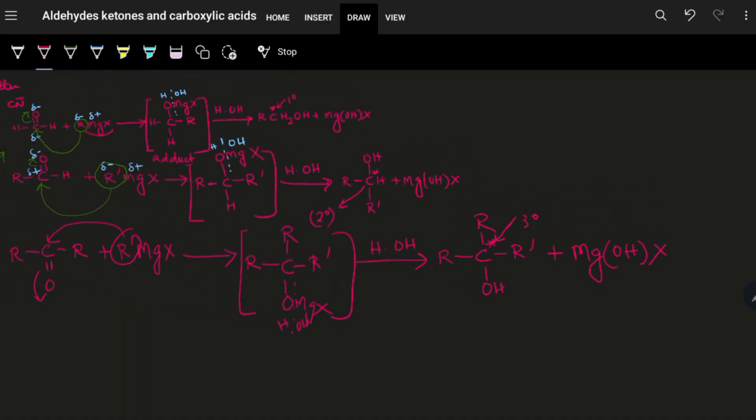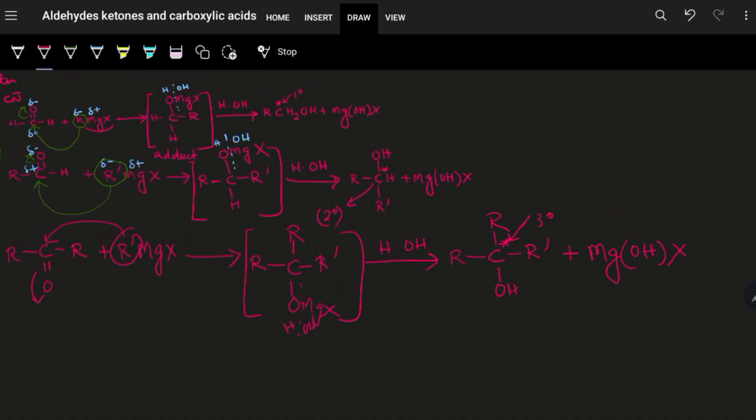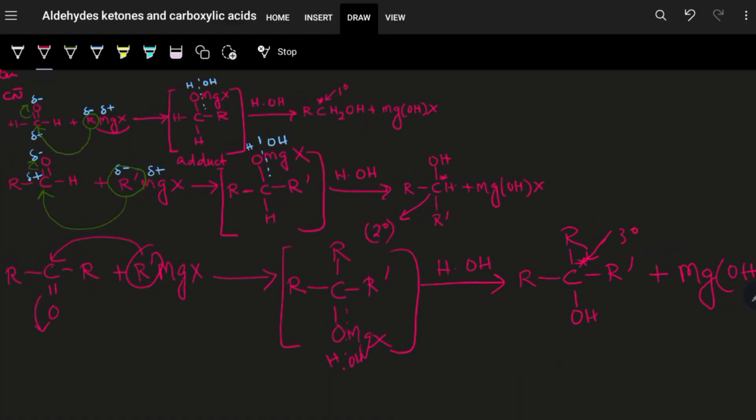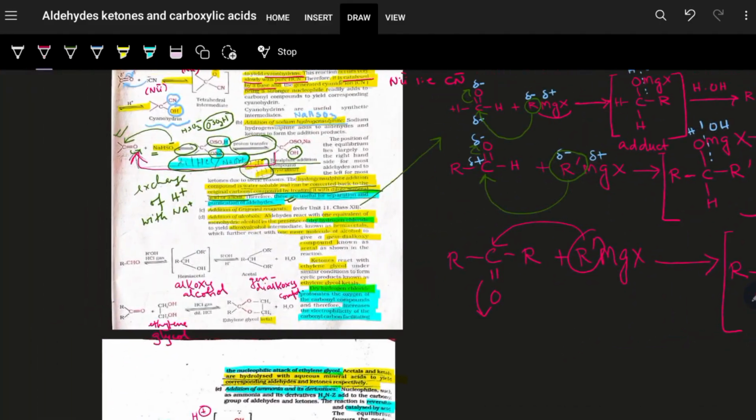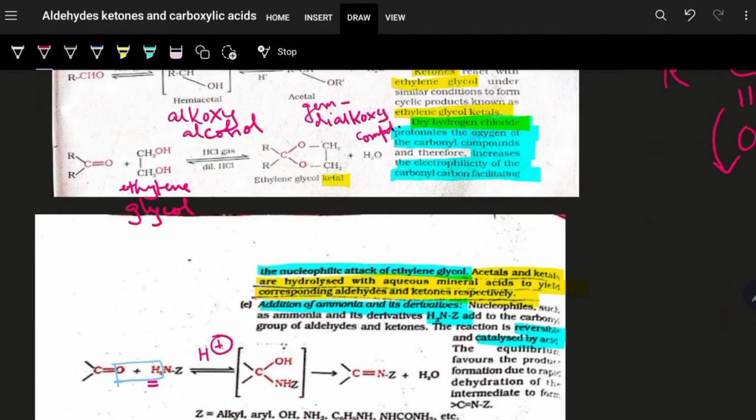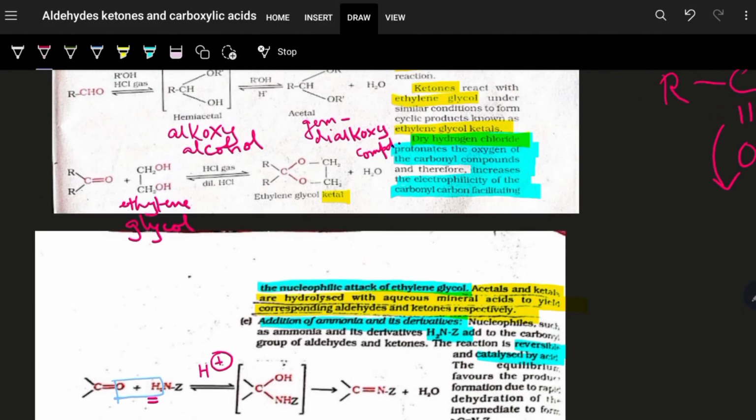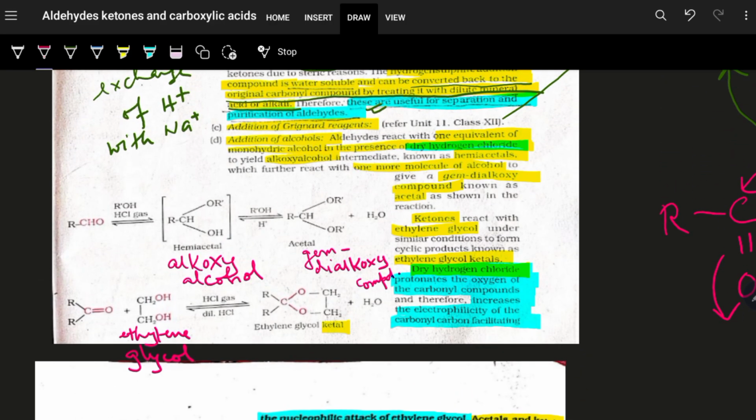So this is the summation with Grignard reagent. If I use formaldehyde, I get 1-degree alcohol. If I use any other aliphatic aldehyde other than formaldehyde, I will get 2-degree alcohol. And if I use a ketone, I will get 3-degree alcohol. Next. Moving on to the next.